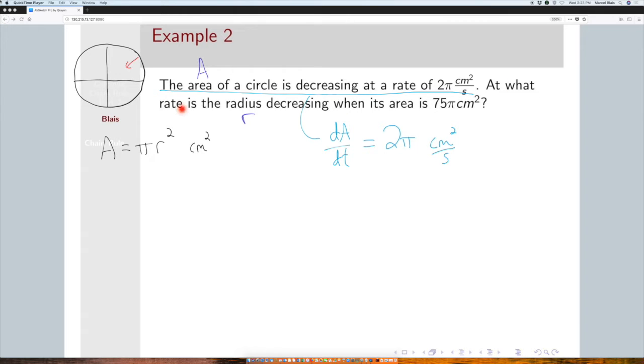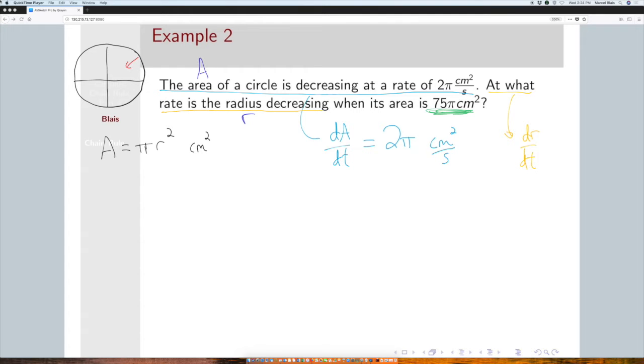How about the other sentence? We're asked at what rate is the radius decreasing at this particular moment. So what we're asked for there is the rate of change of the radius, so dr dt. And then we have this one instant, which we haven't addressed yet, but we will momentarily. So we have some variables. We have a relationship between these variables. And then we have some information about the derivatives in time of these variables.